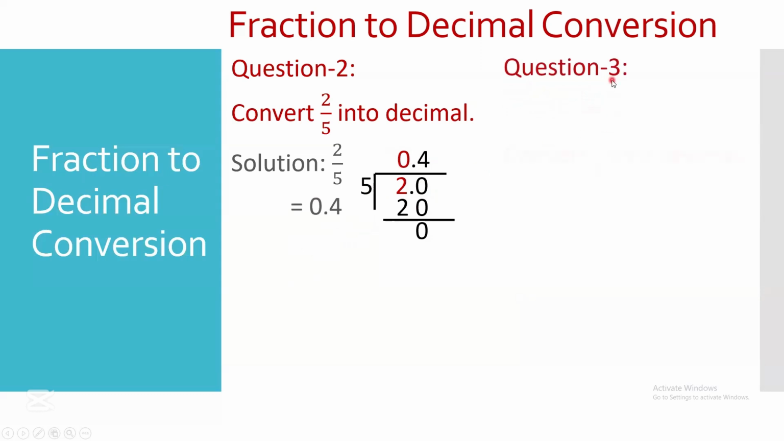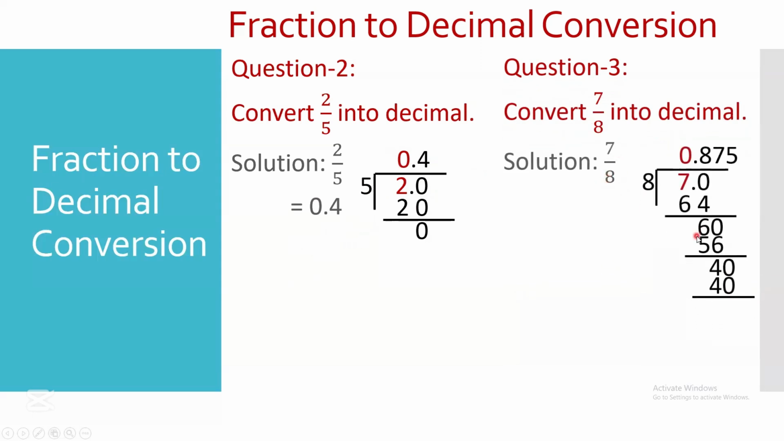Now question number 3. Let's see another example. Convert 7 by 8 into decimal. If you divide 7 by 8, see the rough work here. It is done; you have to do it also. 7 you cannot divide by 8, so it is 0 times, the integer part. After that you put a decimal point here and take a 0 free. And 70 you can divide by 8. 8 eights are 64. Now subtract this from 70, you will get 6.